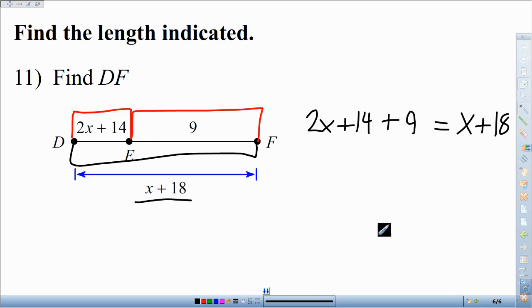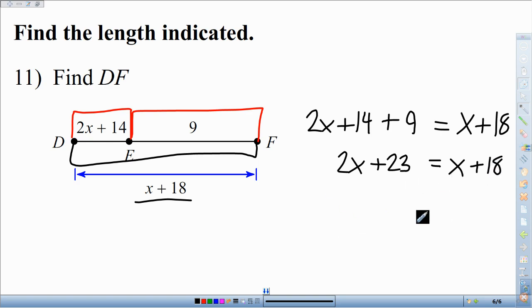All right. So from here, just a little bit of simplifying I can do. On the left, I notice we have these like terms, 14 and 9. So we can combine those together and get a 23. Okay, the 2x, just bring it down. On the right, no like terms, just bringing them down.